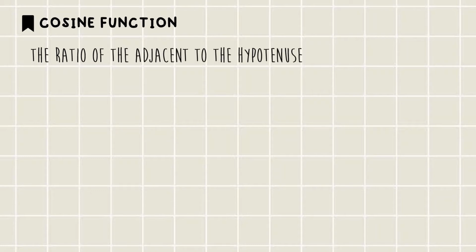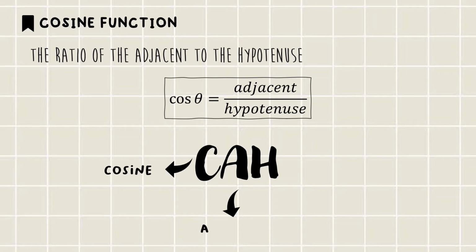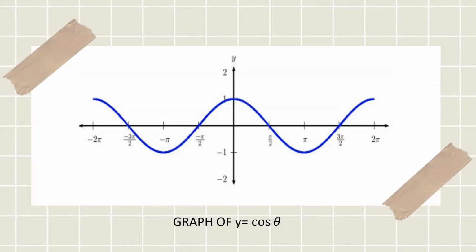For cosine function, we define cosine as the ratio of the adjacent to the hypotenuse, which means cos theta equals adjacent divided by hypotenuse. And C in CAH stands for cosine, A stands for adjacent, and H stands for hypotenuse. And this is what the graph of y equals cos theta looks like.